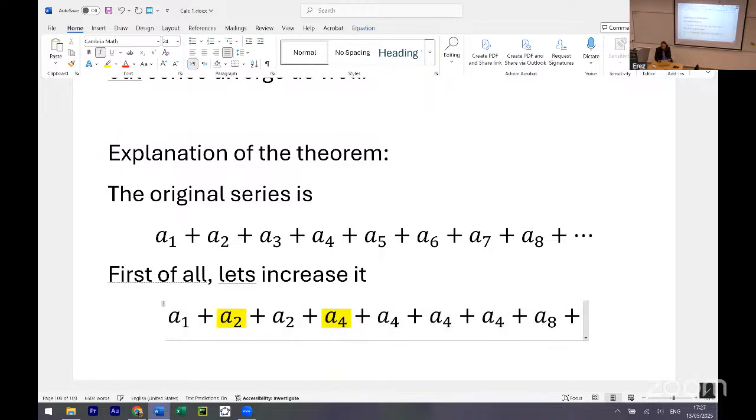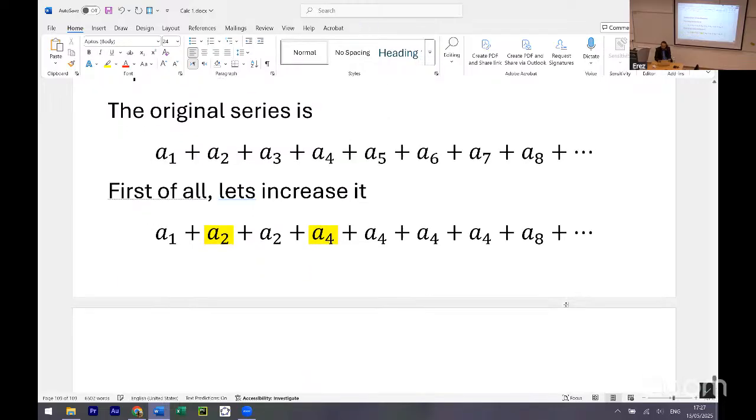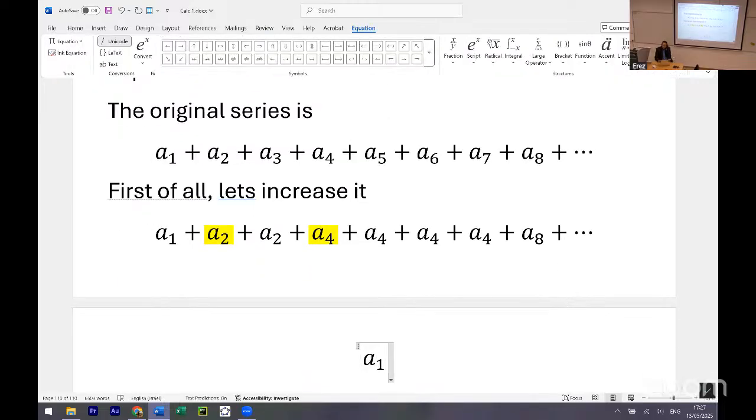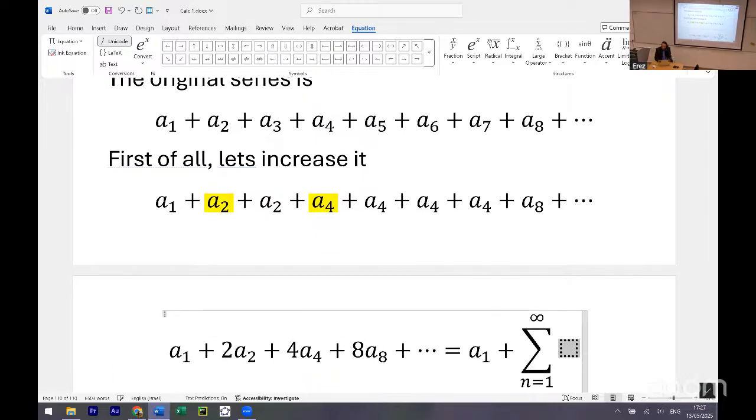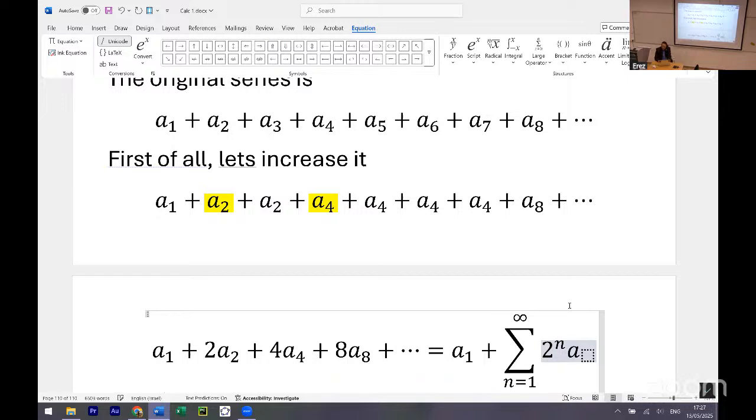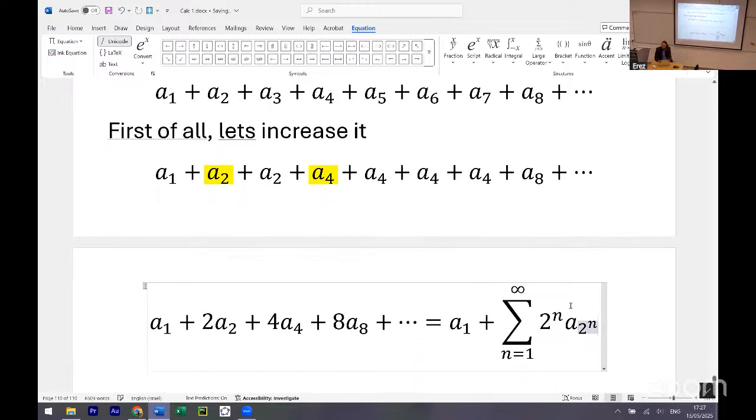what is the series we got here? We got A1, which is rather not interesting, plus 2 times A2, plus 4 times A4, plus 8 times A8, and so forth, which is A1 plus the sum from n equals 1 to infinity of 2 to the n, a to the power 2 to the n. I usually don't do it, but it doesn't really matter because it's all about convergence.